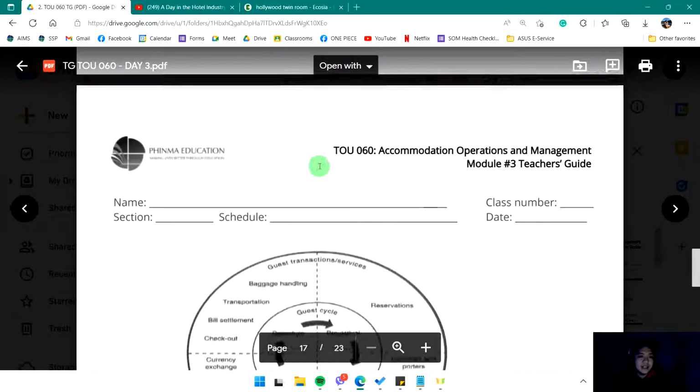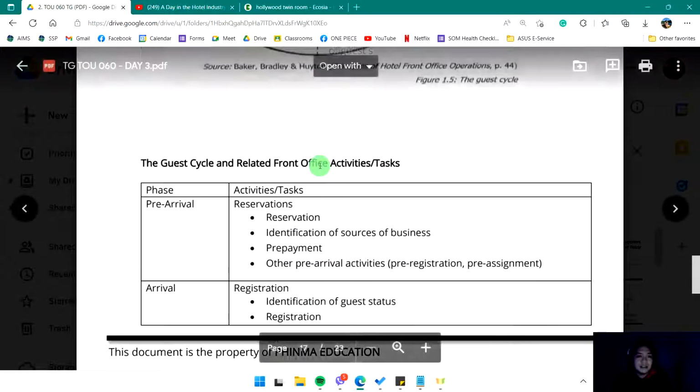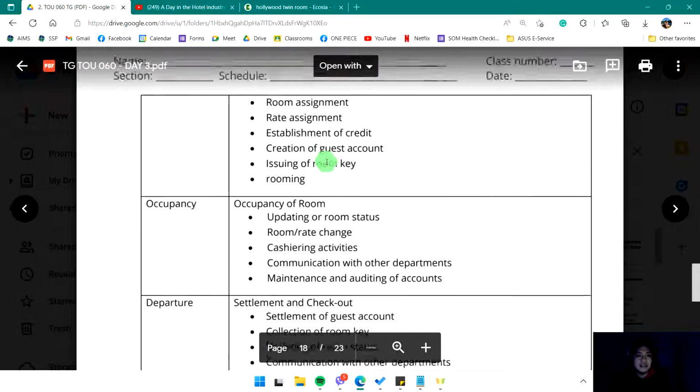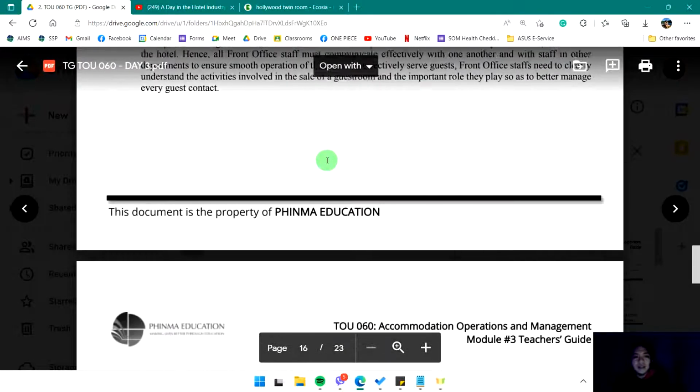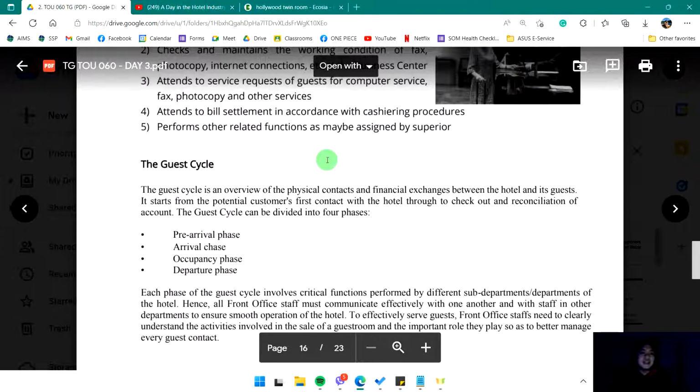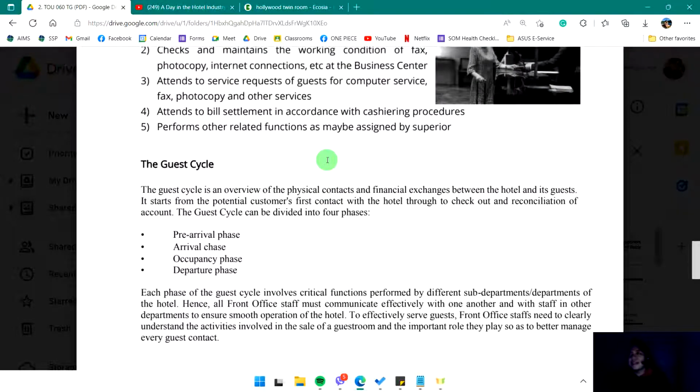Okay, we have here the guest cycle. Okay, guest cycle na yung last natin. So, guest cycle po, basically this is the whole stay of our guests here in our hotel. So, we have of course different kinds of phases kasi maraming phases ang guest stay natin.